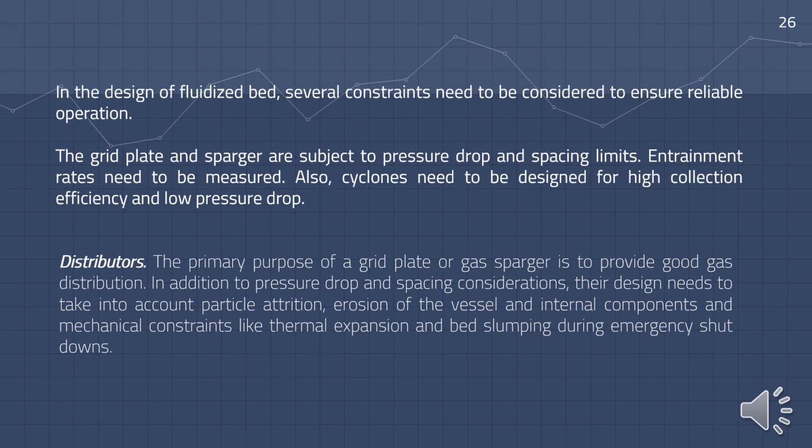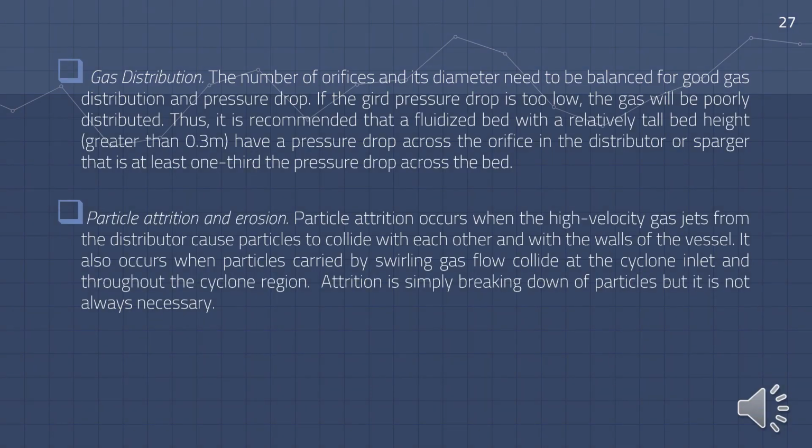There are many constraints that need to be considered in the design of the fluidized bed to ensure reliable operation. We have the grid plate and sparger, which are subject to pressure drop and spacing limits. Entrainment rates also need to be measured, and cyclones must be designed for high collection efficiency and low pressure drop. First, we have distributors, which comprise the grid plate and gas sparger, to provide good gas distribution, pressure drop, and spacing considerations. In order to have a good gas distribution and pressure drop, the number of orifices and their diameter need to be balanced. Otherwise, if the pressure drop is too low, the gas will be poorly distributed.